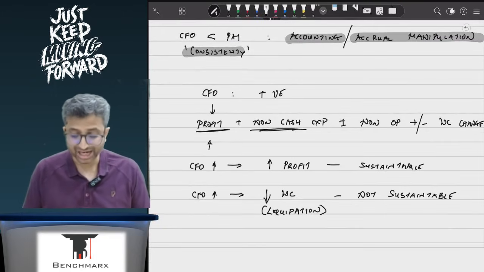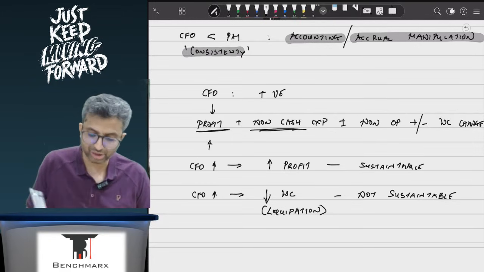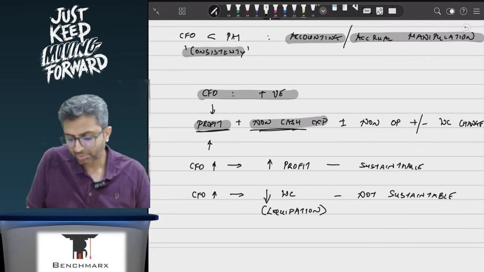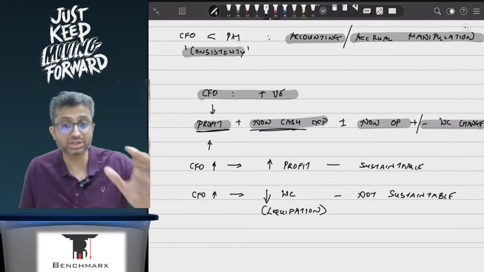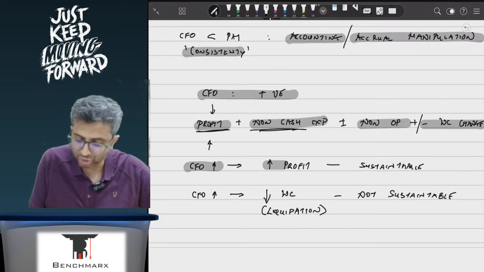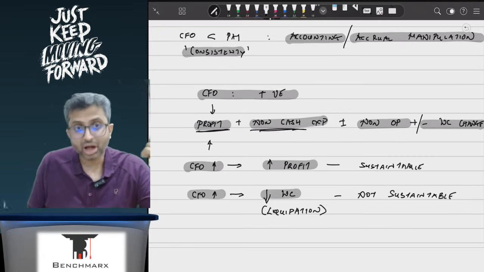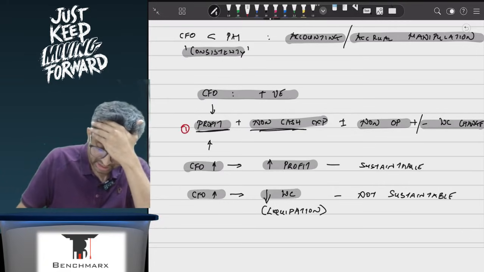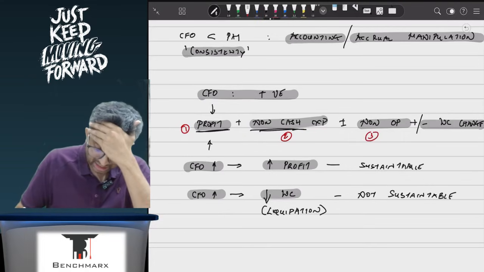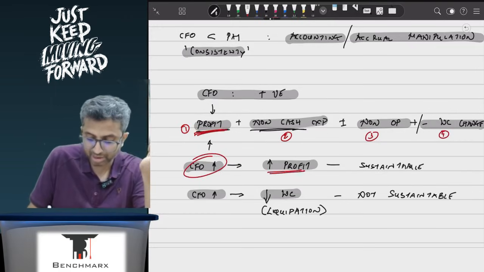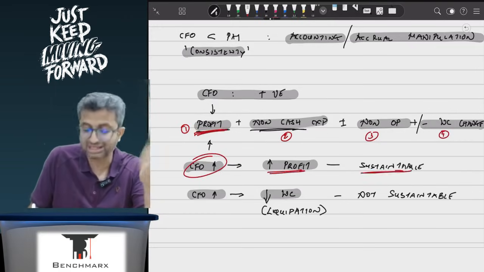Now, when you look at cash flow, we prefer cash flow from operations to be positive, because this will be profit plus non-cash expenses plus non-operating expenses plus or minus working capital changes. That is your CFO, and we prefer it to be positive. Higher the CFO, typically higher should be the profit. This is sustainable. But how can you generate a higher CFO? There are three components in CFO. First is profit. Then these are just adjustments. And then there is some working capital change. So if your increase in CFO is actually driven by higher profit, that is sustainable.